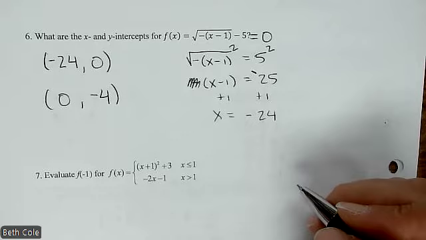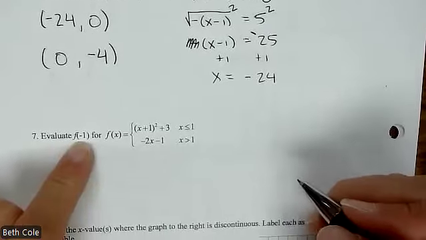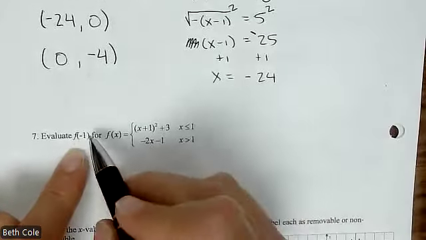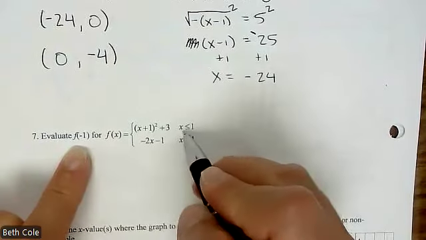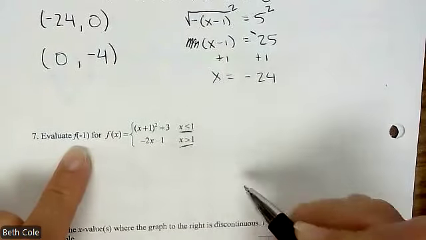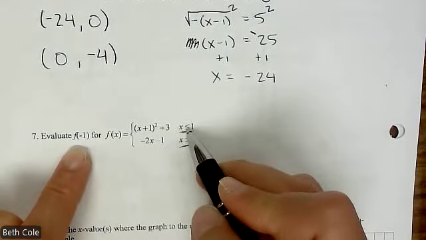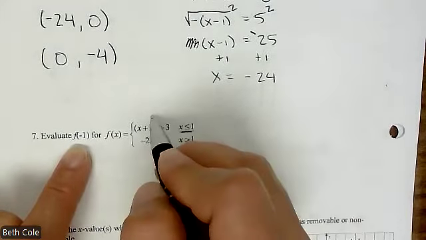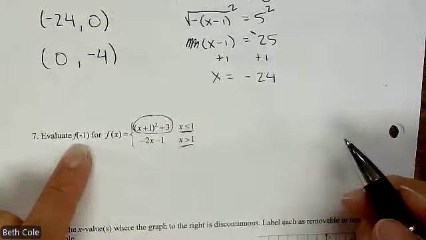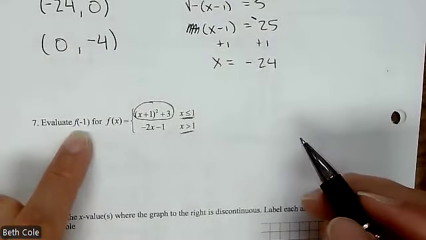Piecewise. All you have to do is make a decision. I get that that can be hard. Does -1 live in this first part or the second part? Do you see how -1 is smaller than 1? You're going to plug -1 into this, and that's your answer. You just choose which one you're plugging into.